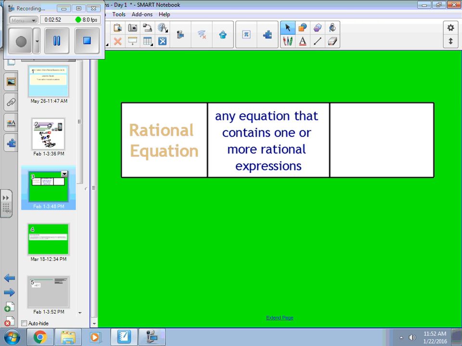Okay, so a rational equation is any equation that contains one or more rational expressions. What we're going to be doing is trying to set one rational expression equal to another one and then be able to solve it for the missing variable.